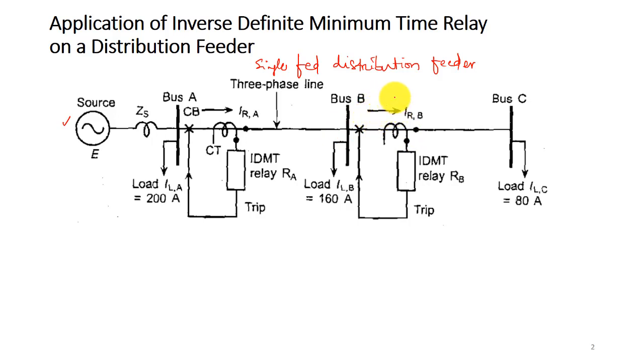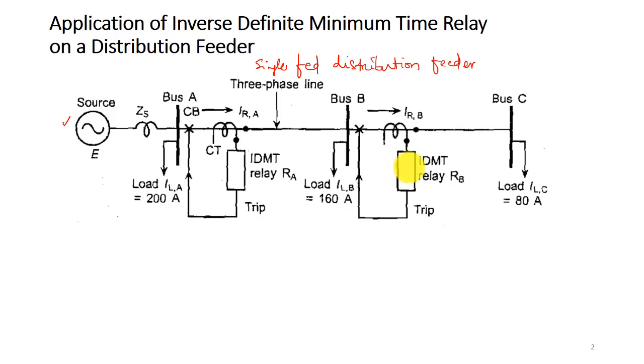Here we have a three-phase distribution feeder, and two relays are connected: relay A near bus A, and relay B at bus B. The associated circuit breakers connected to relay B and relay A protect line sections BC and AB respectively as primary protection, and relay A acts as the backup protection for section BC.